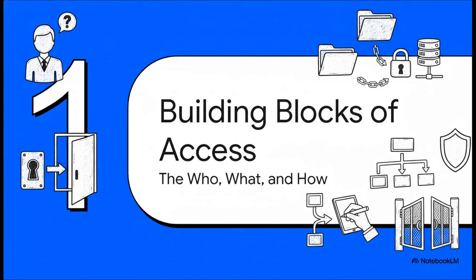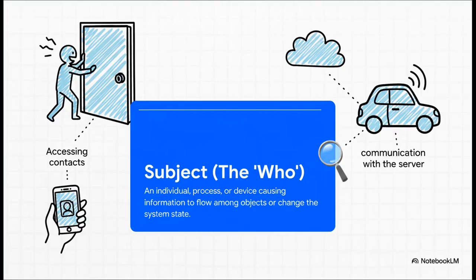Well, pretty much any access control system you can think of is built from three really simple building blocks. You've got the who, the what, and the how. First up, we have the subject. This is our who. It could be you trying to unlock your front door. It could be an app on your phone asking for your contacts. It could even be a self-driving car pinging a server. Basically, the subject is the one doing the asking, the active party that's trying to get in.